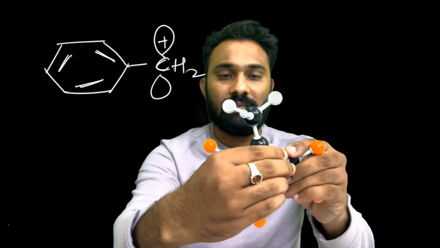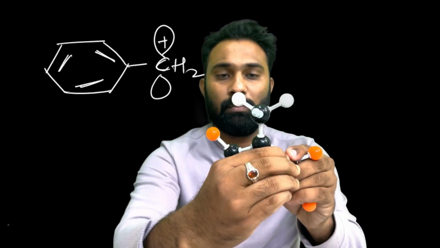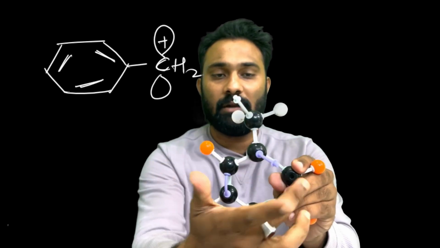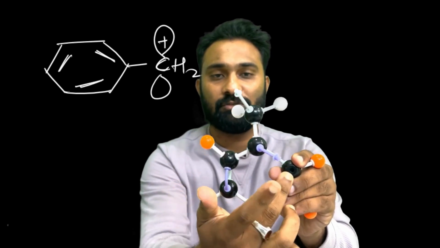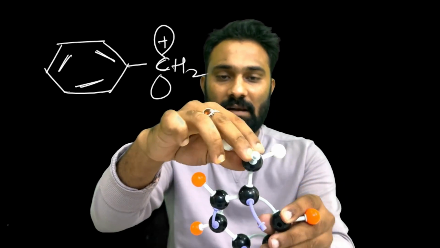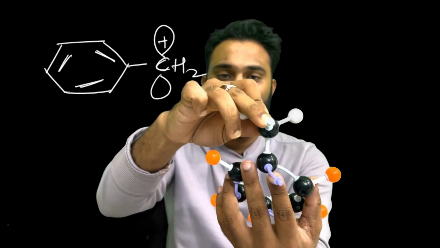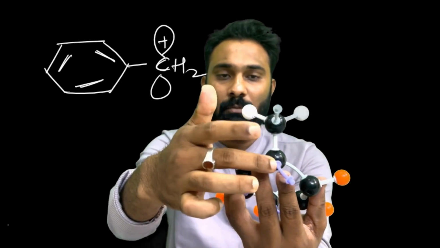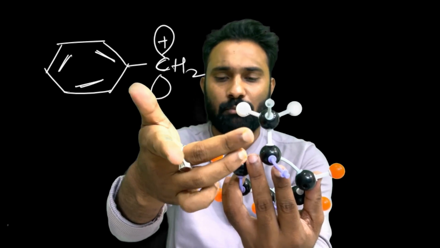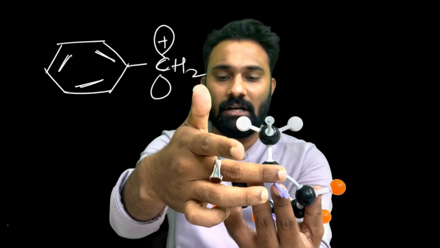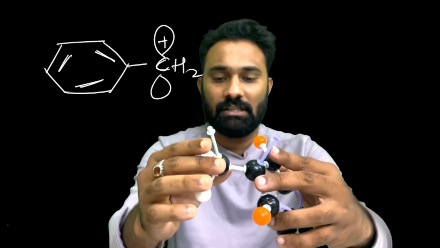Now you see, this carbon's pure p orbital, this carbon's pure p orbital, and this carbon's pure p orbital: only sideways overlap leads to a pi bond. A pi bond means it is formed by pure p orbitals, right? Are these two pure p orbitals parallel or perpendicular to each other? They are not perpendicular, they are parallel to each other.